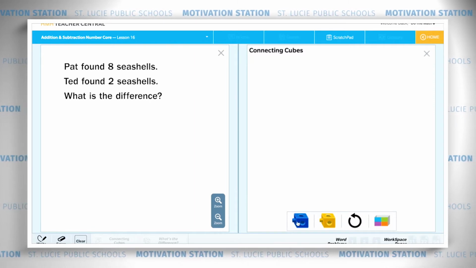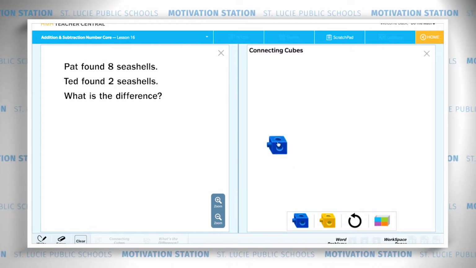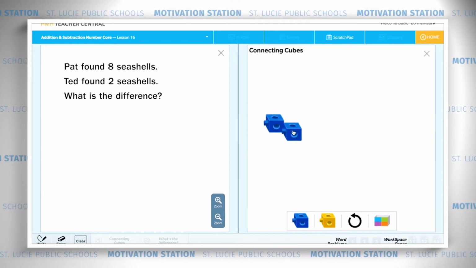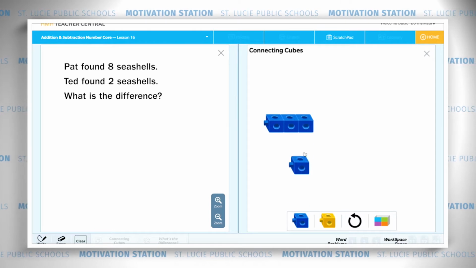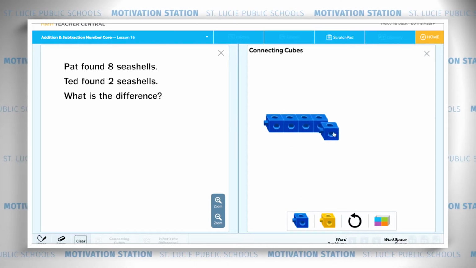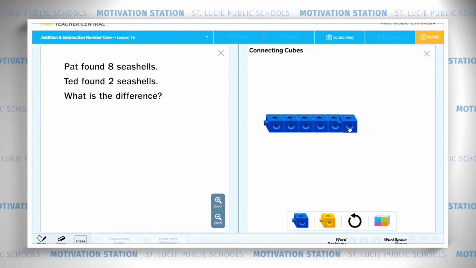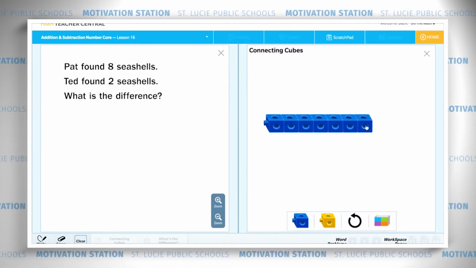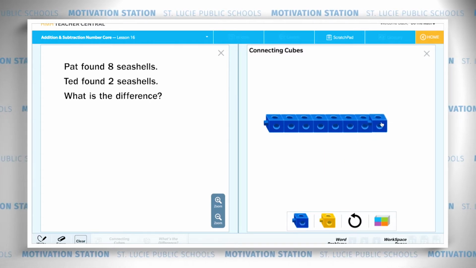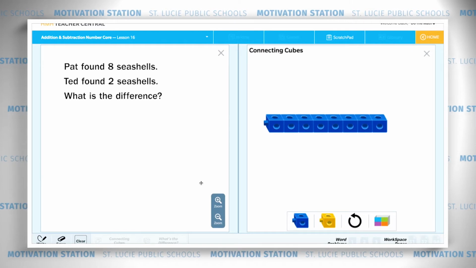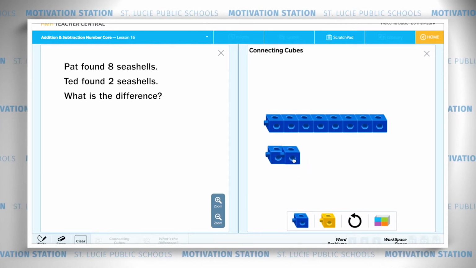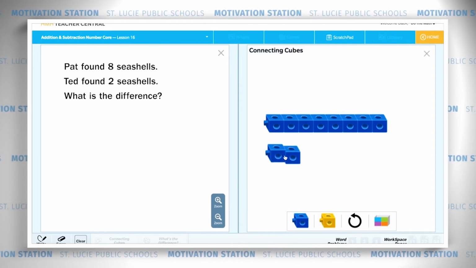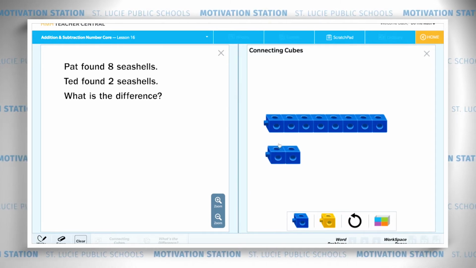So let's first make a cube train for Pat. And we're just going to slide our cubes and they click together like that. 1, 2, 3, 4, 5, 6, 7, 8. Okay, now a cube train for 2 for Ted. 1, 2. Then I'm going to place them kind of close to each other, like this.